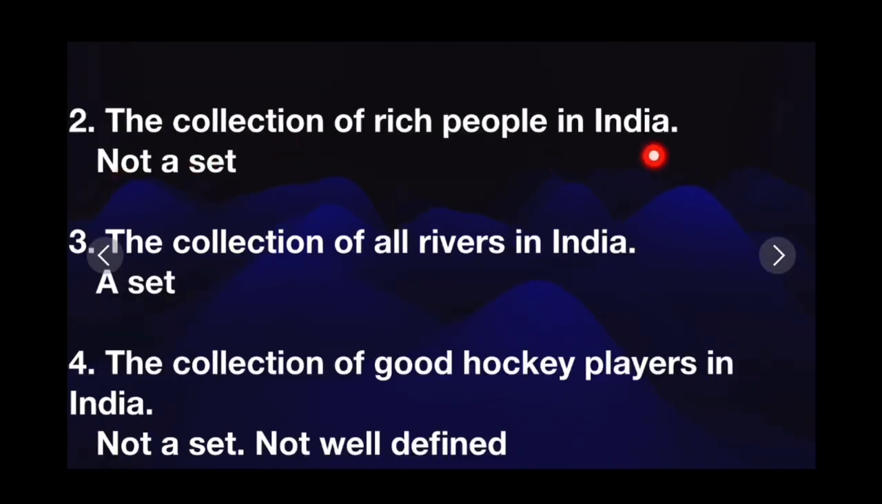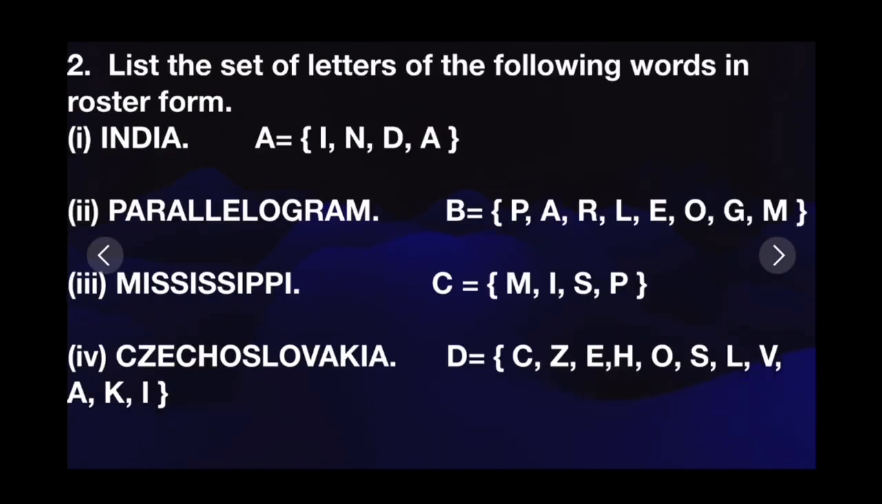The collection of rich people in India. Rich people is not a well defined term, so we cannot list it, so it is not a set. The collection of all rivers in India, yes, this is a set because all rivers are well defined, we know their names, we can list them out, so it is a set. The collection of good hockey players in India, again good hockey players is not a well defined term, so this is not a set.